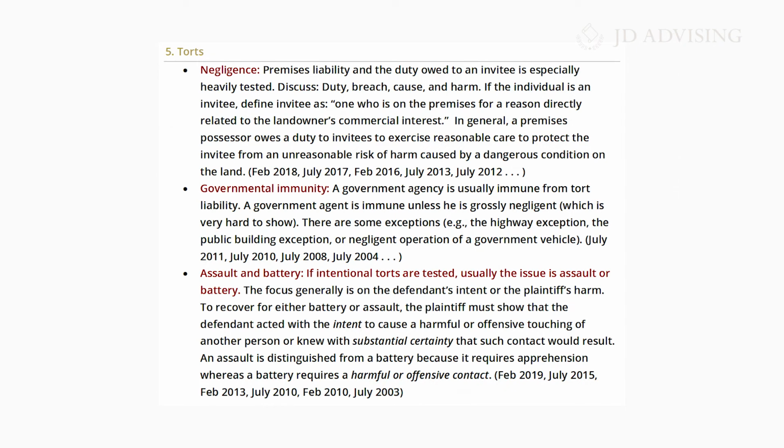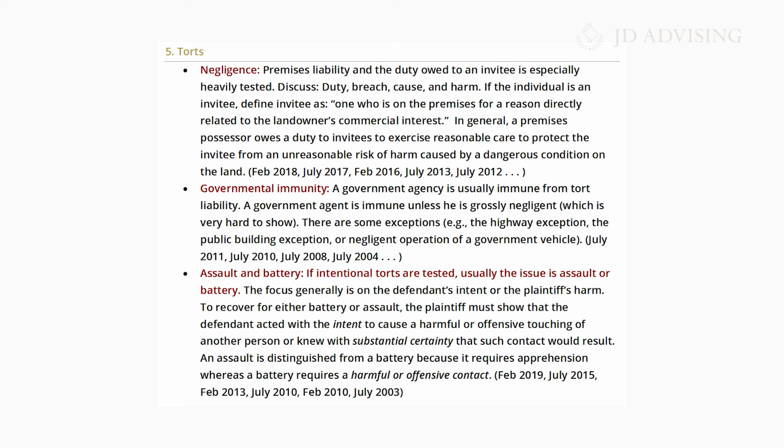Torts is generally tested on the Michigan bar exam. Occasionally, you will not see torts tested and no fault will be tested in its place. At least that's how they've done it in the past. The most common issues are negligence. They love to test premises liability and duty owed to an invitee. If you see this, remember to talk about duty, breach, cause, and harm. Connect all the dots for the grader. Look at some of these past essays. It's typically tested in a pretty standard way.